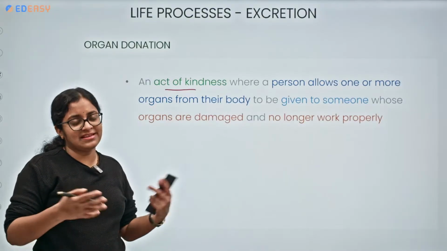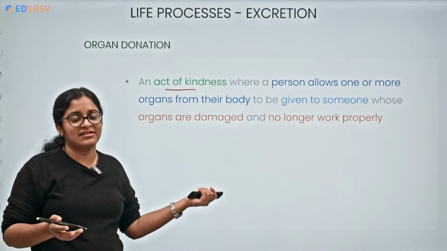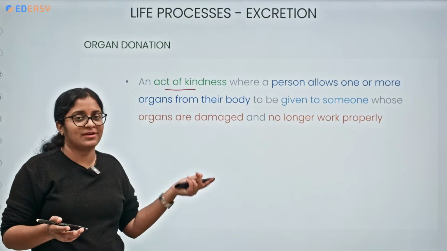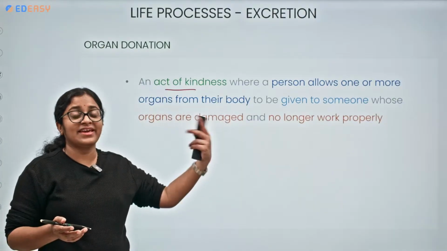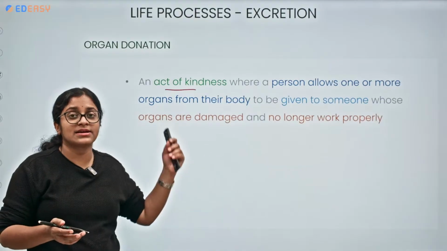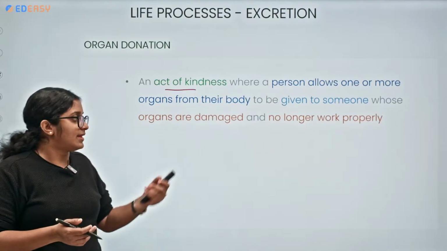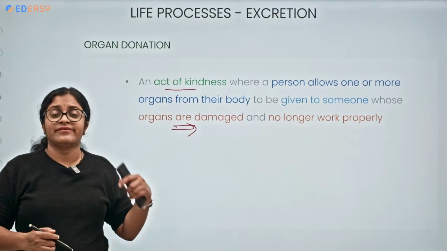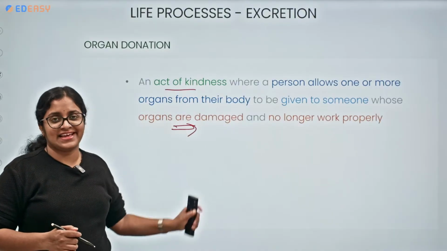Organ donation is of various kinds, not only kidneys. Some can go for the cornea, the eye cornea part, right? Some can go for bone marrow. So many things will be there. It is an act of kindness where a person allows one or more organs to be given to others, so that the others have a chance for survival. When organs are damaged and no longer working properly, organ donation will be very helpful.